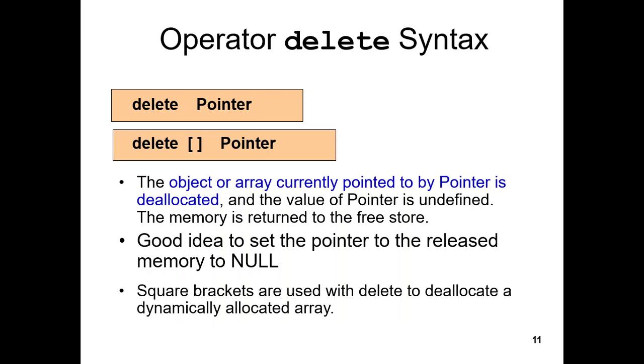So इससे क्या होता है? The object or array currently pointed to by the pointer is deallocated. उसको deallocate कर दिया जाता है. That memory is free. It can be used by other objects. ठीक है? Good idea to set the pointer to released memory to null. जो आपने memory release कर दी वो pointer तो रहता है, तो उस pointer को then you should set it to null. ठीक है? Pointer delete नहीं होता. When you say delete pointer, it does not delete the pointer. It deletes the object जिसको ये pointer point कर रहा है, जिसका address इस pointer में मौजूद है.